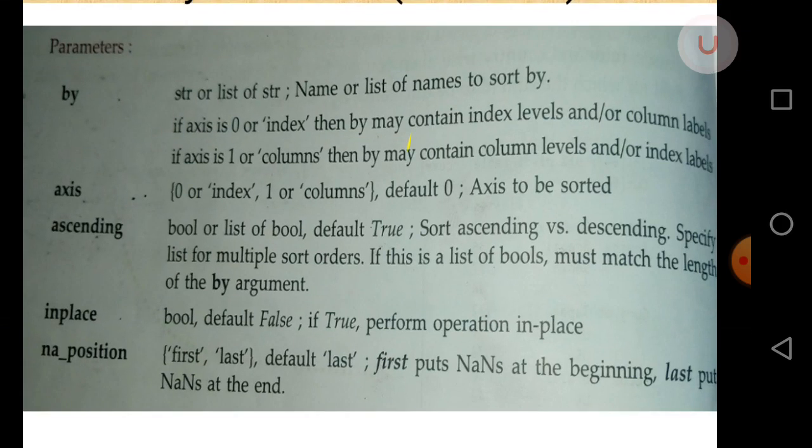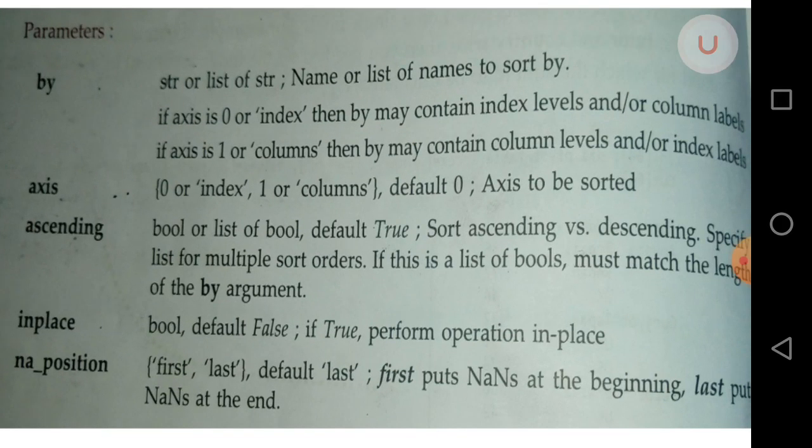Now the parameters. So what are the different parameters used for sort_values? First one is by. It is a string or a list of strings, the name or list of names to sort by, and by default axis is 0. So if axis is 0 or index, then by may contain index levels and/or column levels, and if axis is 1 or columns, then by may contain column levels or index levels. And the second one is axis, by default it is 0 as I told you earlier.